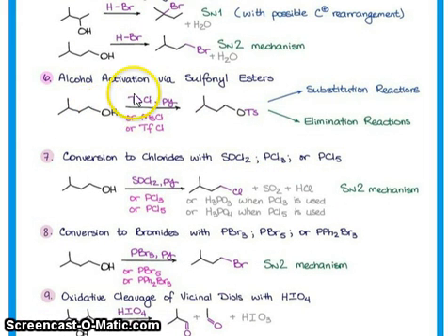Alcohol activation via sulfonyl esters. You have alcohol here, this functional group, tosyl chloride, pyridine, forming this OTs. So substitution reactions, and it also goes under elimination reactions.